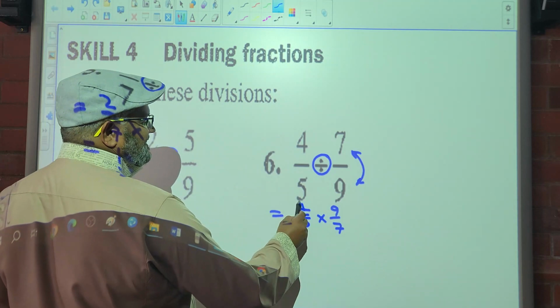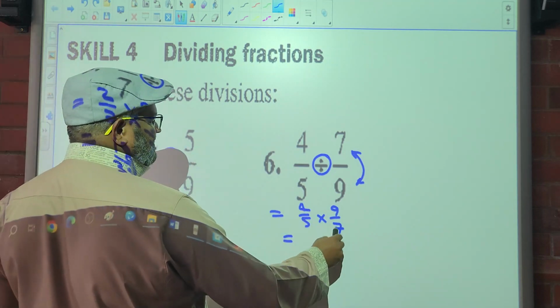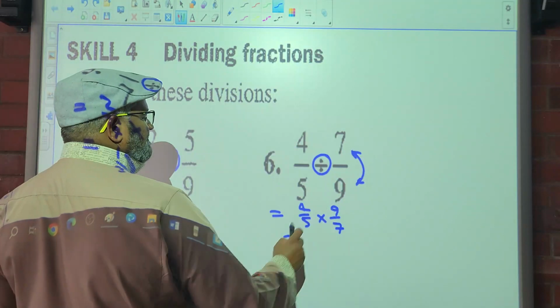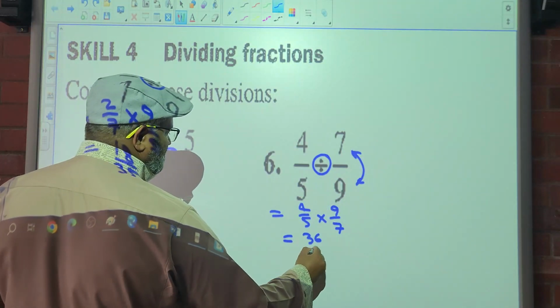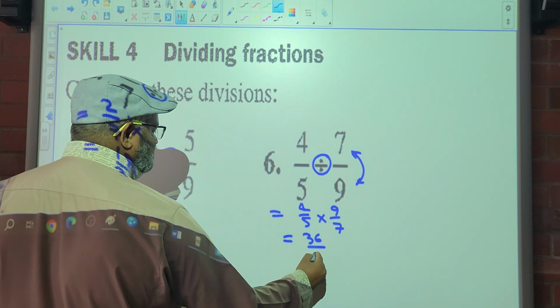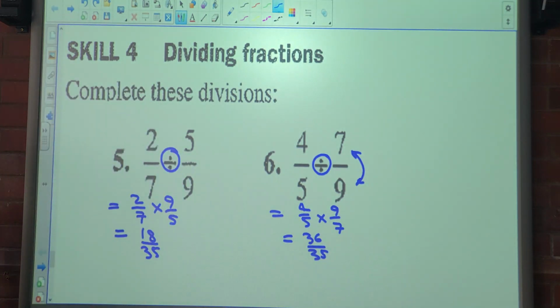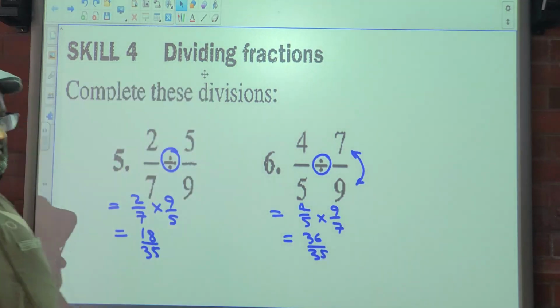Is there anything that can simplify there? No. And here? So 4 multiplied by 9 is? 36 over 5 times 7 is? 35. You can write it as 1 and 1 over 35 as well if you like. Okay? Any confusion there?